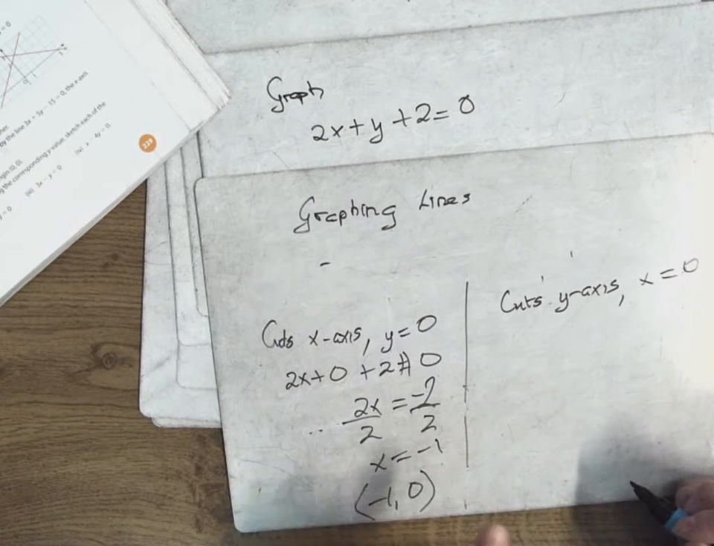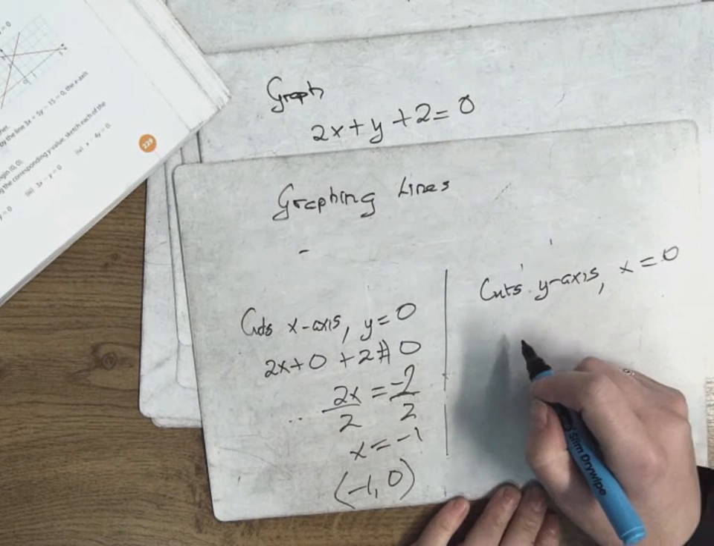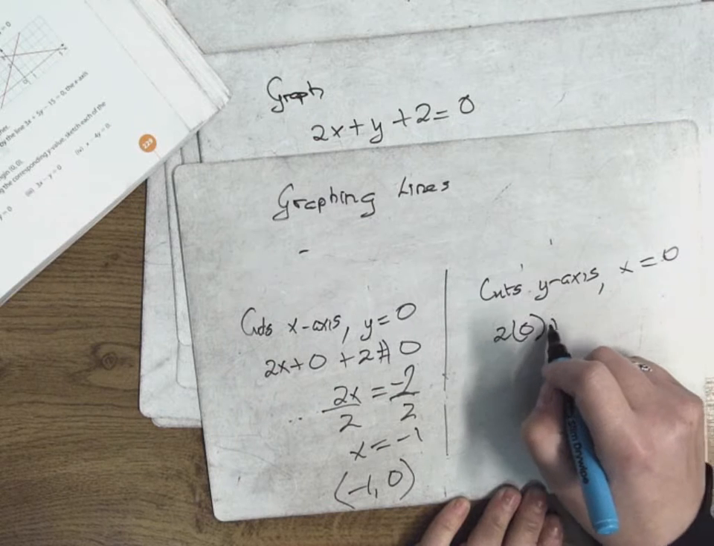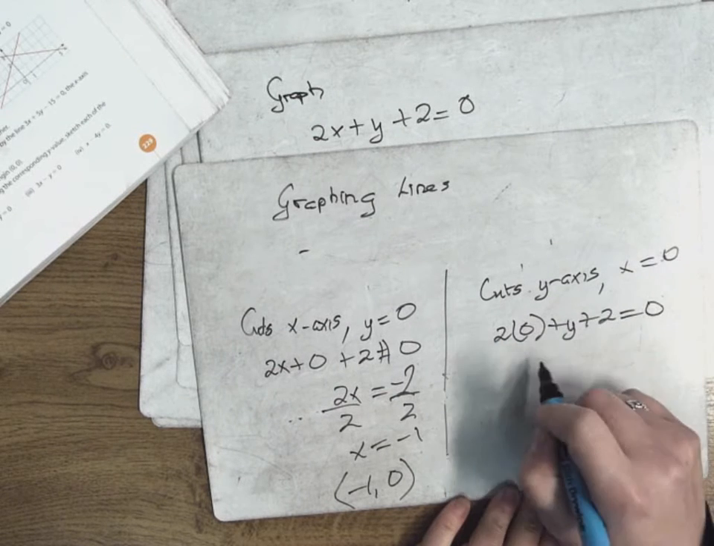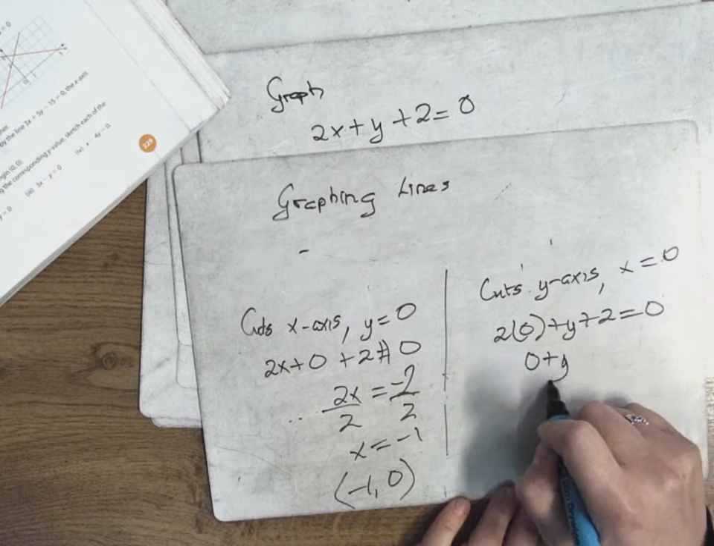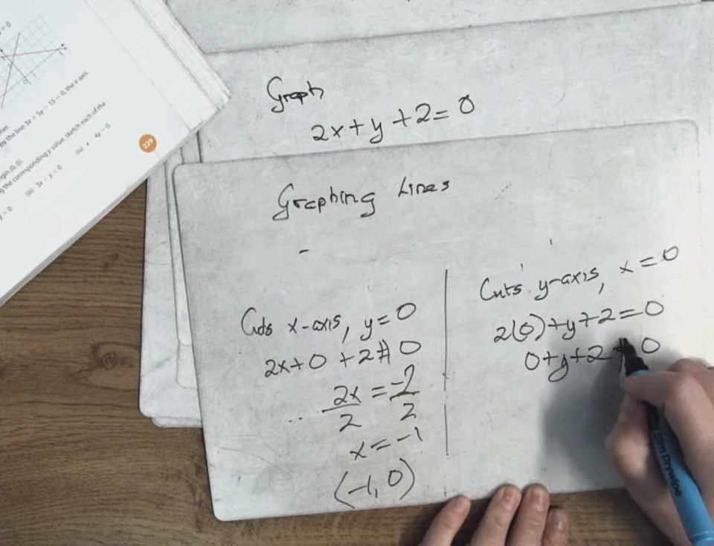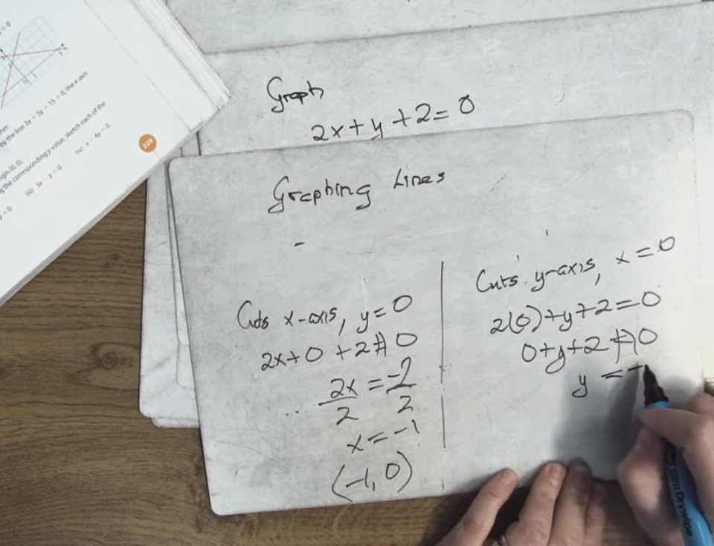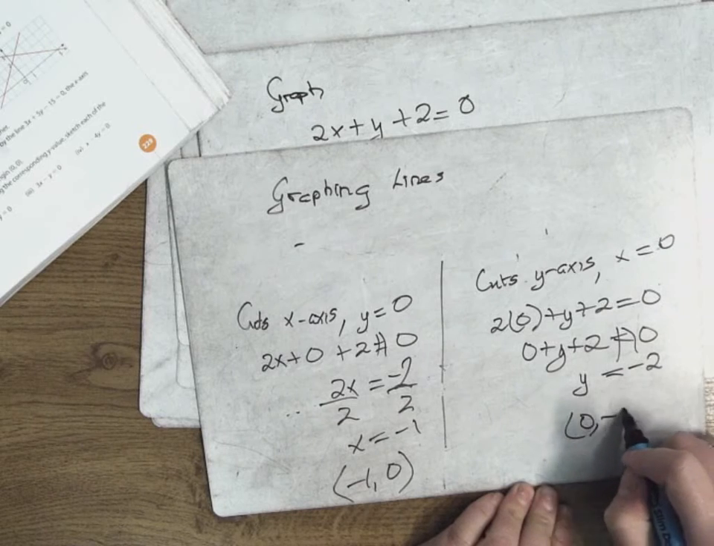Okay, park that a minute. Start again. Find out where it cuts the y-axis. So everywhere you see an x, put in a 0. So it's 2 times 0 plus y plus 2 equals 0. That's 0 plus y plus 2 equals 0. Y is on one side, numbers on the other. So the y stays put. Plus 2 comes over, becomes a minus 2. So that's (0, minus 2).